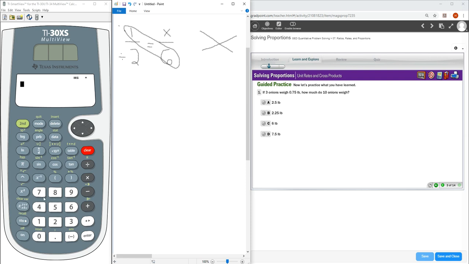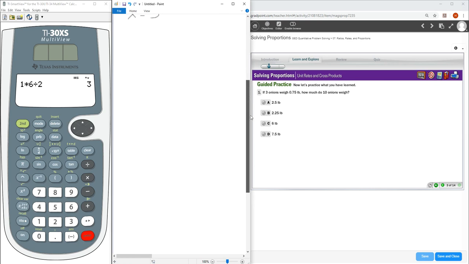Take a look at our calculator. 1 times 6 divided by 2 equals 3, which means x equals 3. So in our example, if one thing costs $2, 3 things, x equals 3, cost $6. All right, so let's move down from there.